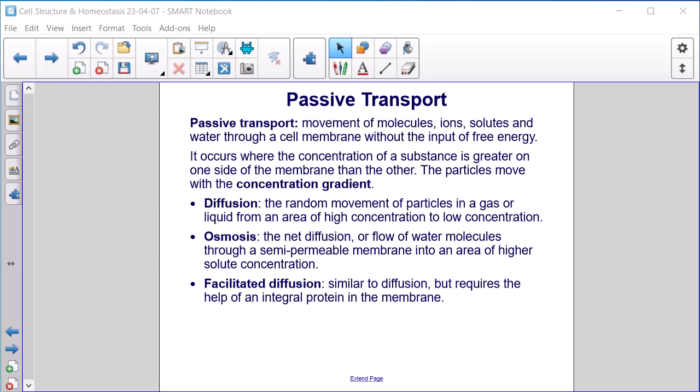In diffusion, the random movement of particles in a gas or liquid goes from an area of high concentration to low concentration. In osmosis, the net diffusion or flow of water molecules goes through a semi-permeable membrane into an area of higher solute concentration. And facilitated diffusion is similar to diffusion, but requires the help of an integral protein in the membrane.